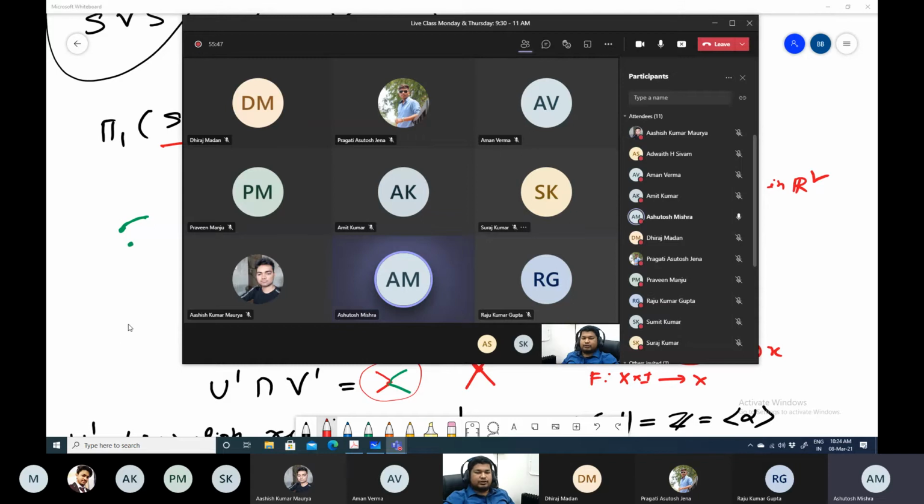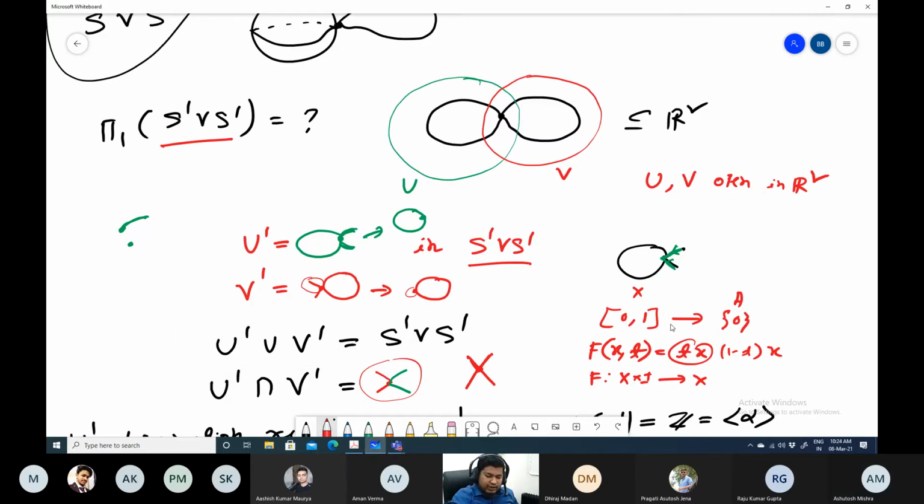Ashutosh, you have done a topology course, right? Now you have a topological space X and a subspace Y subset of X. What are the open sets in Y? Any set U open in Y means U can be written as V intersection Y, where V is open in X. So it is open in X, then only you can say that it is open in Y.